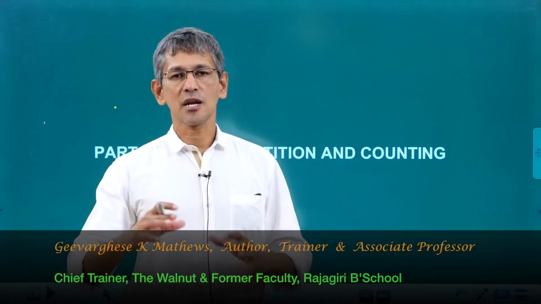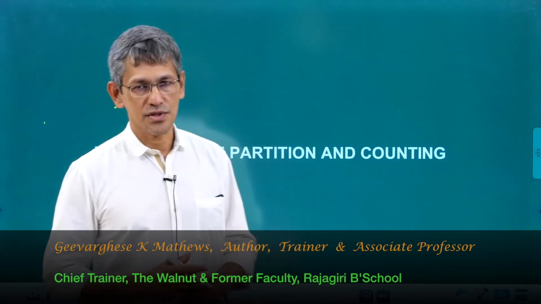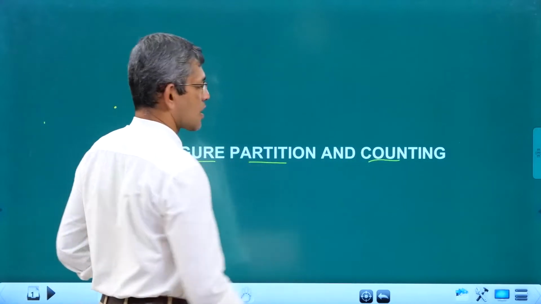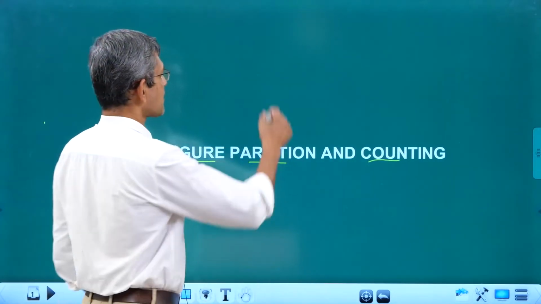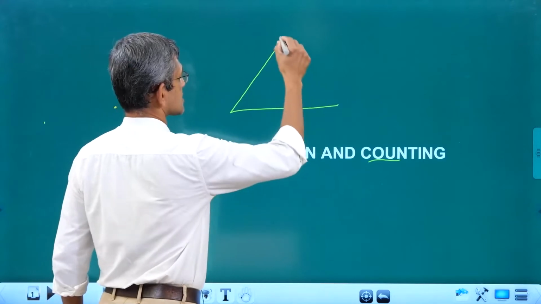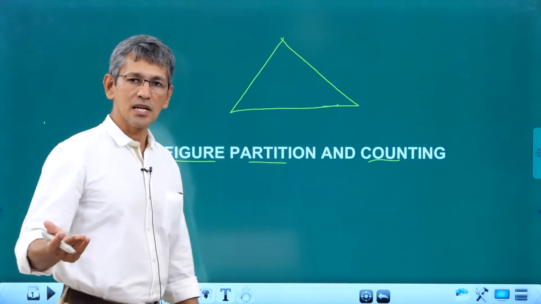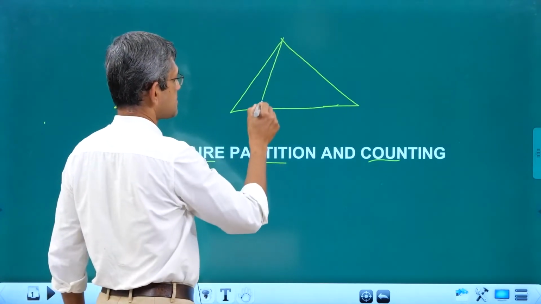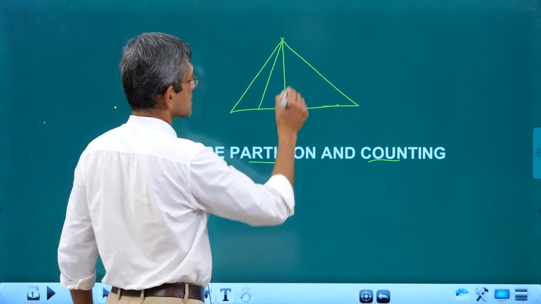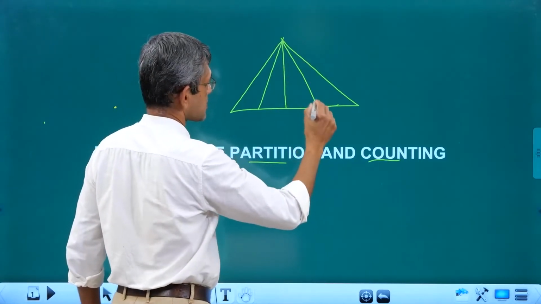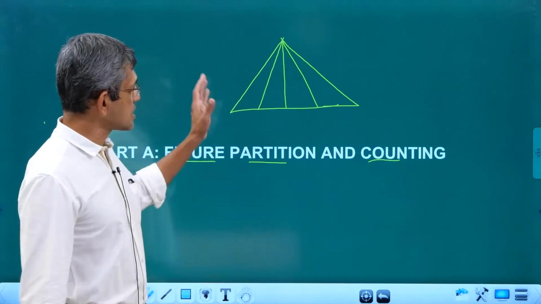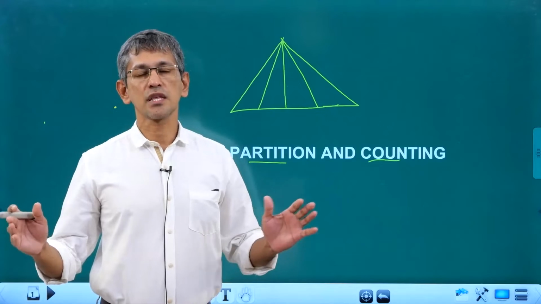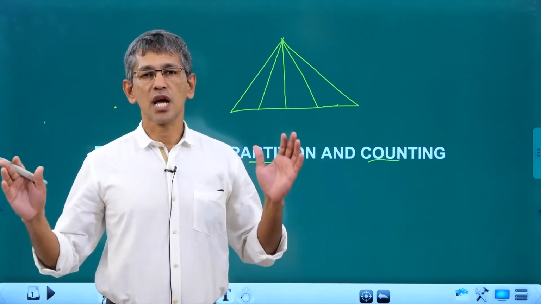Let's deal with figure, partition and counting type of questions today. So let's say this is what it is: figure, partition and counting. What is that? So we'll have a figure. Doesn't matter, whatever it is. It could be a triangle, it could be a rectangle, it could be a square, whatever. We just partition it. 1, 2, 3 and 4. So 4 pieces are here for this triangle. So the triangle is partitioned into 4 pieces. And the question is, how many triangles altogether do we have?